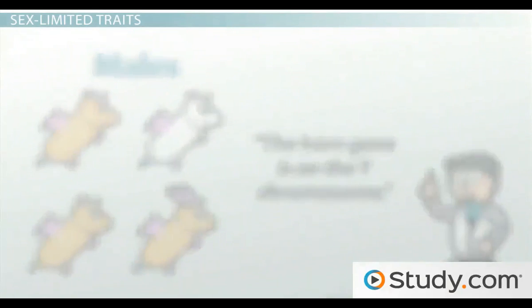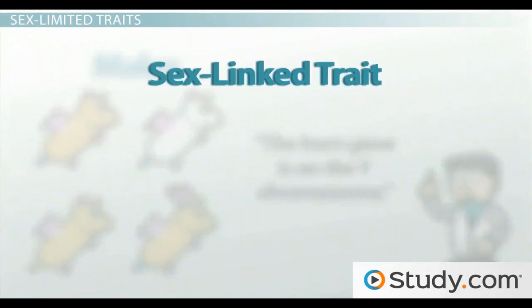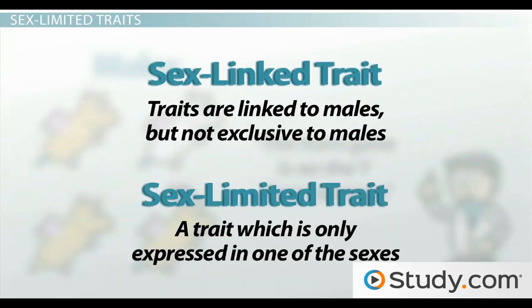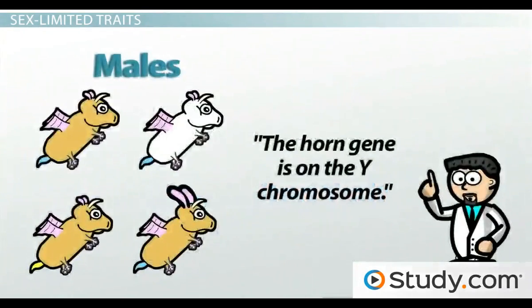Now note that in the case of a sex-linked trait like colorblindness, it is linked to the males, but is not exclusive to the males. In this case, we have a trait that is only expressed in one of the sexes. This is a sex-limited trait. Note, though, that this is an overly simplistic example where the sex-limited gene is on the Y chromosome. But sex-limited genes are usually found on an autosome. They're just only expressed in one of the two sexes.